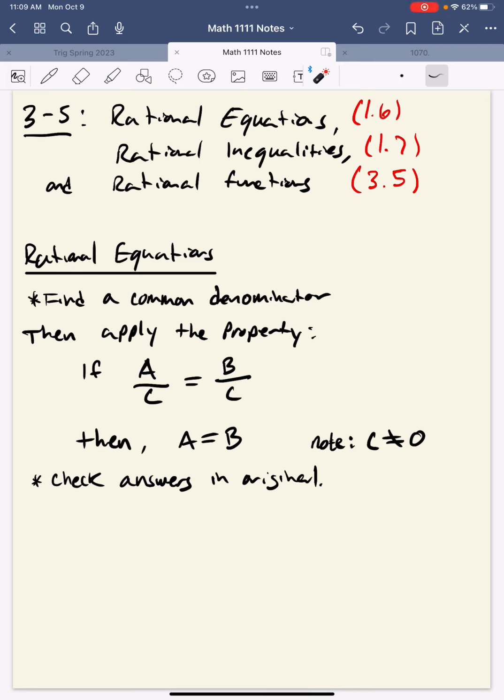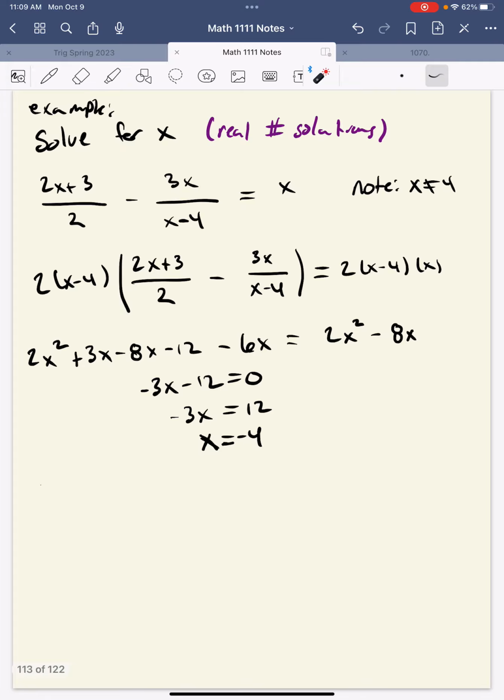3.5 is rational equations, rational inequalities, and rational functions. First thing we're going to take a look at is an example of a rational equation. So we have (2x + 3)/2 - 3x/(x - 4) = x.